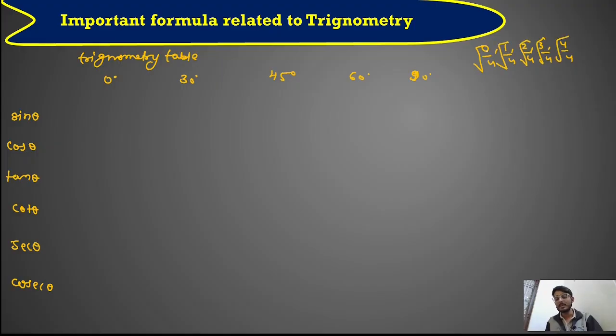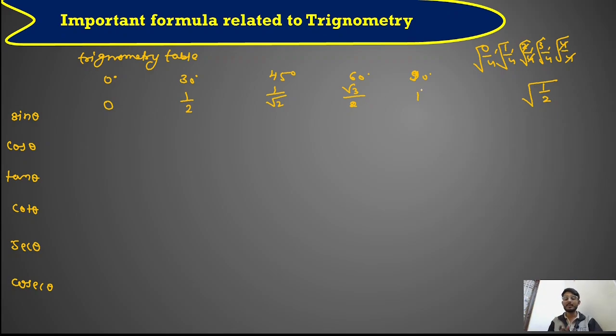So when you divide 0 by 4, you get 0, and the square root of 0 is 0. The square root of 1 is 1 and the square root of 4 is 2. Cutting this by 2, you get 1 by 2. Then the square root of 1 by 2 is 1 by root 2. The square root of 3 by 4 is root 3 by 2, and 4 divided by 4 is 1, and the square root of 1 is 1.